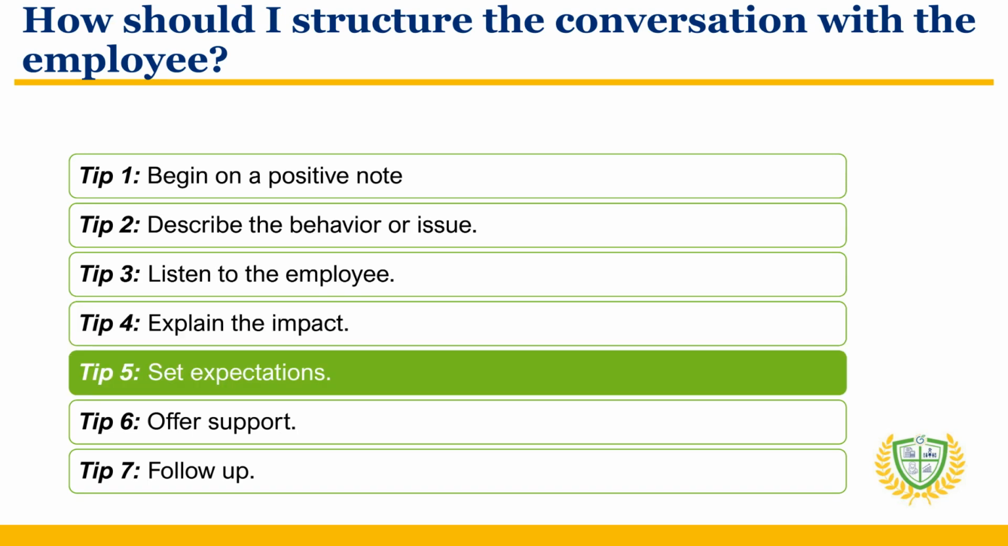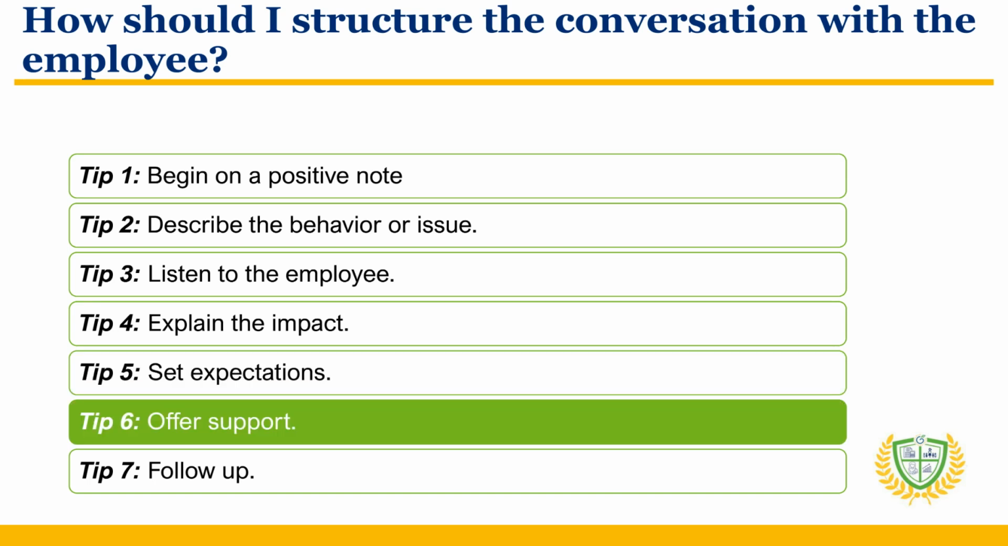Next, set expectations. Be clear about what you expect from the employee going forward. Provide specific examples of what behaviors or actions are acceptable and unacceptable. Offer support. If the behavior is due to personal or work-related issues, offer support and resources to help the employee address those issues. This can include counseling, training, or coaching.